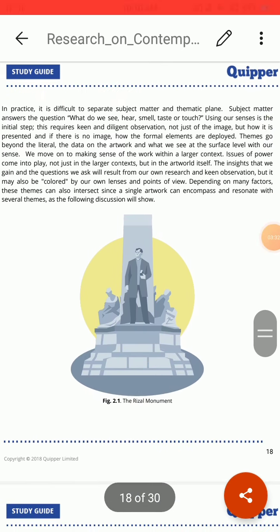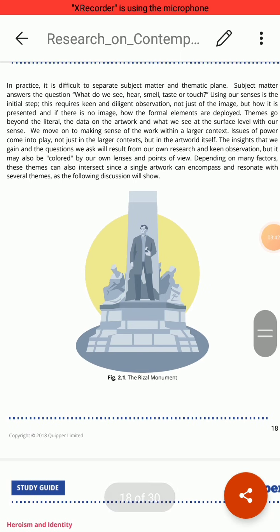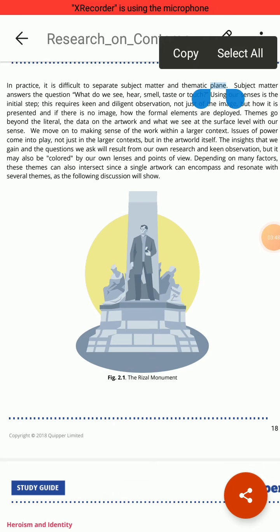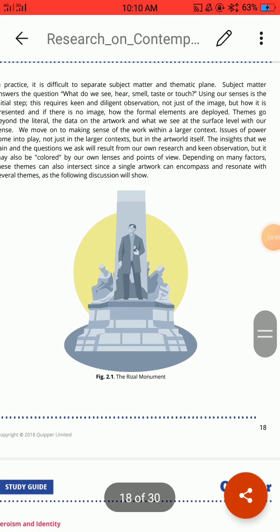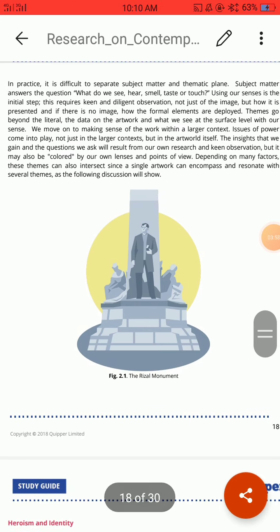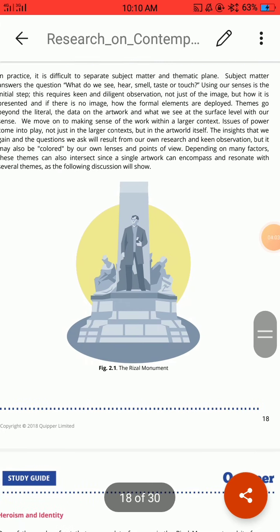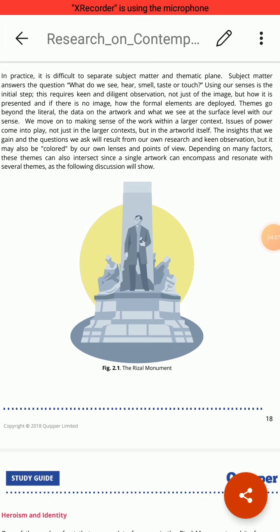So, naa diri makakita ta og kanang image ni Rizal, the Rizal Monument. But before that, diri ata sa subject matter. Ang subject matter ga-answer sa question nga unsa atong nakita, unsa atong nasimhot or na taste or touch. Using our senses is the initial step. This requires keen and intelligent observation, not just of the image, but how it is presented, and if there is no image, how the formal elements are deployed.